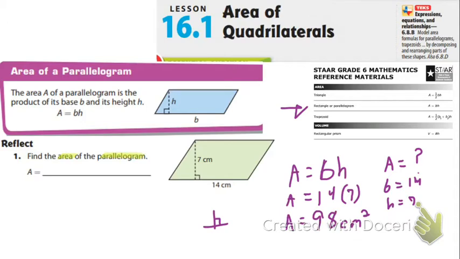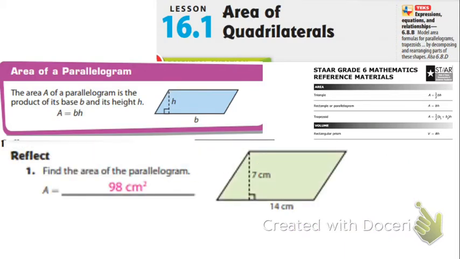Now we determine that the area is equal to 98 centimeters squared. And whenever we're working with area, our units are expressed as being squared. All right, there's the answer.